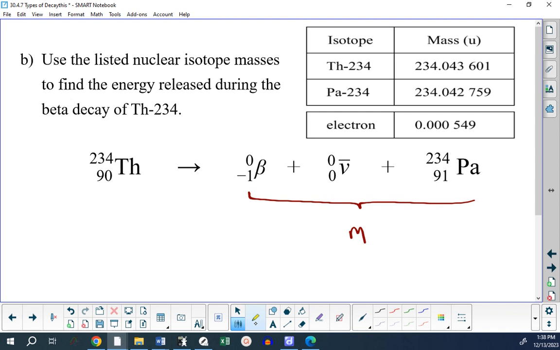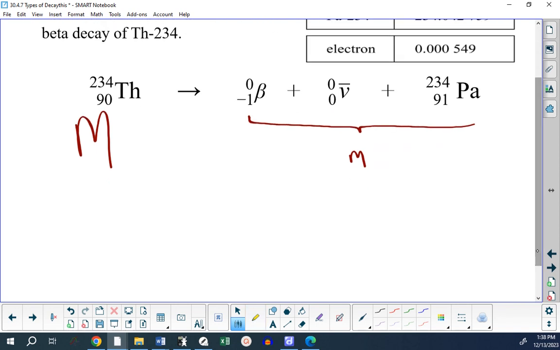This mass on the right will be the mass of an electron plus the mass of protactinium. What about the antineutrino? It's massless. It actually does have a little tiny mass, but it's so tiny that it doesn't affect anything. So you're going to add those together, and you will discover, and I'm exaggerating things, that mass on the right is smaller than the mass on the left, which means you've lost mass, which means you've lost energy, you've released energy. And the energy change will be equal to the change in the mass times the speed of light squared, as long as you work in kilograms.